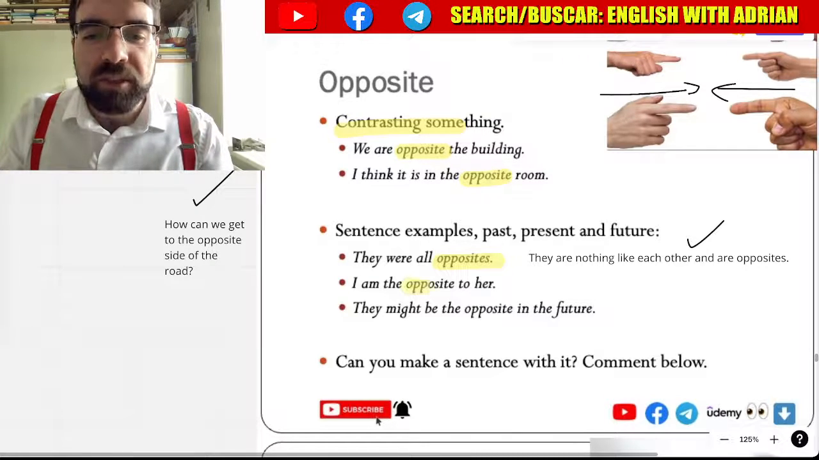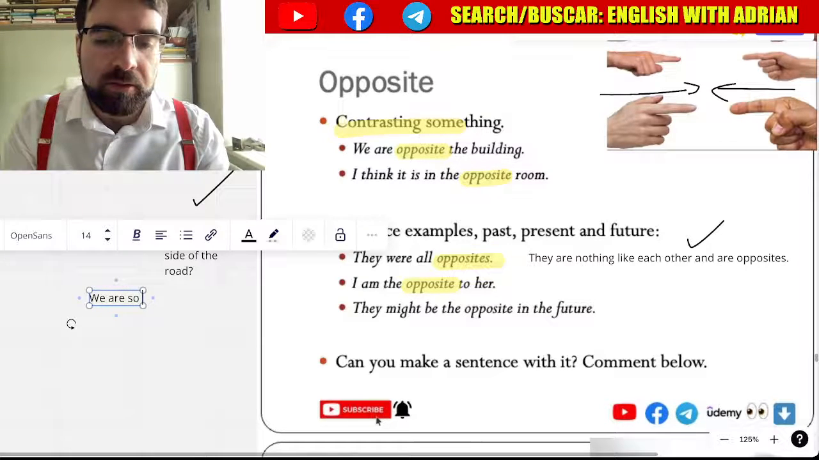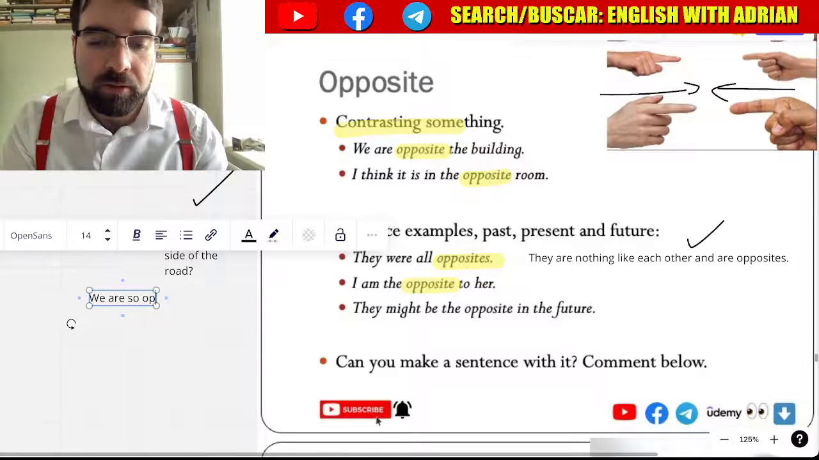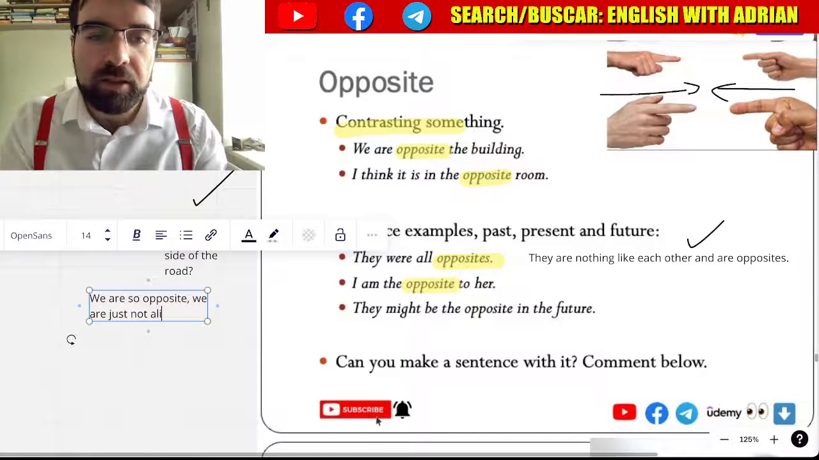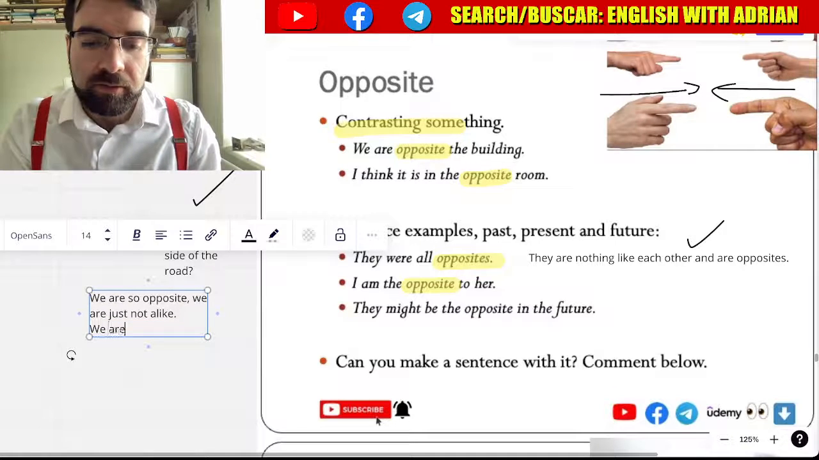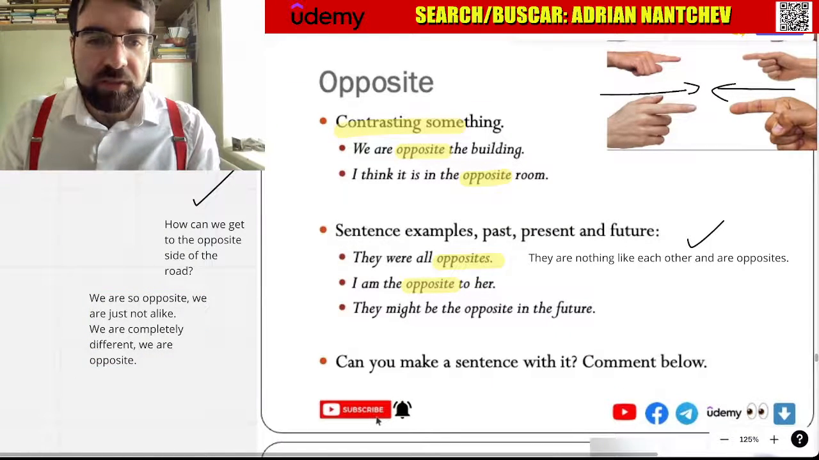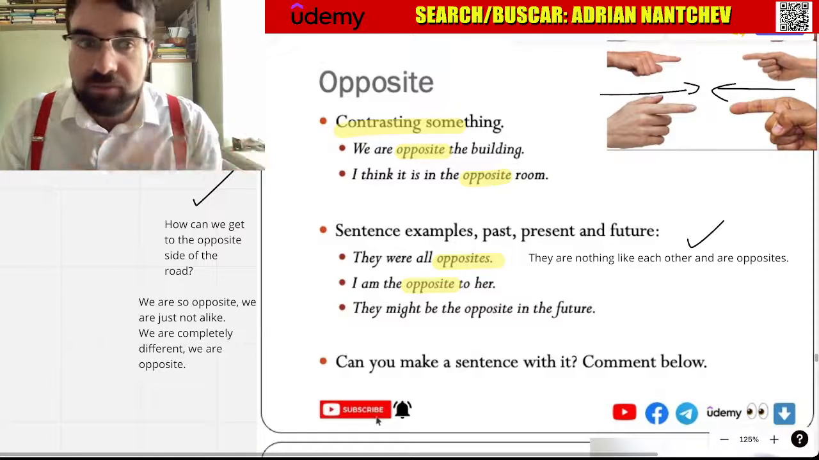I am the opposite to her. Yeah, we are so opposite. We are just not alike. We're just completely different. We are opposite. Yeah. How cool is that, language explorers?